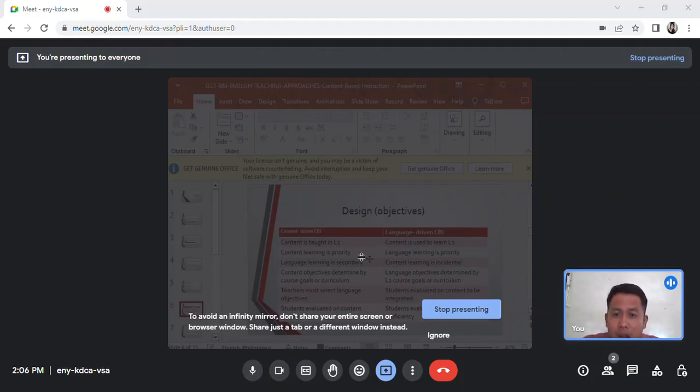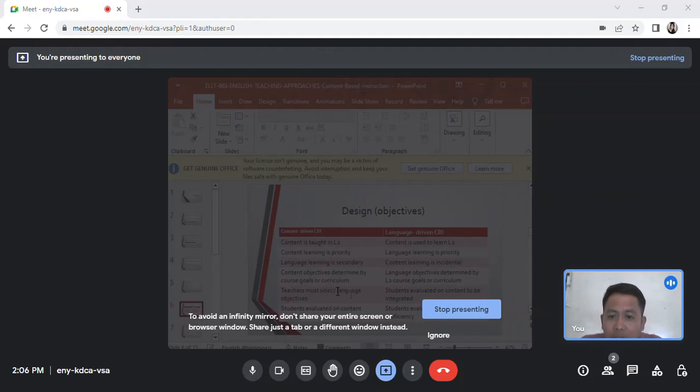Okay, so they are the same. However, in the content-driven, language learning is secondary. In the language-driven, content learning is incidental. When we say incidental, it is unintentional or unplanned, that results from other activities. Moving on, in the content-driven, content objectives are determined by the course goals or the curriculum. And in the language-driven, language objectives are determined by the second language course goals or curriculum.